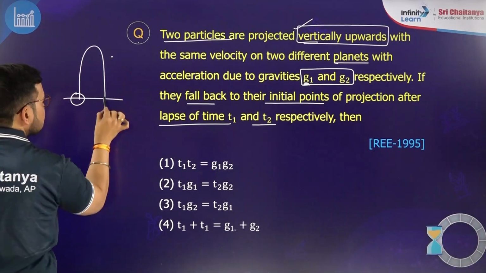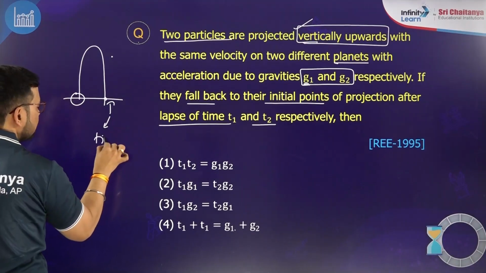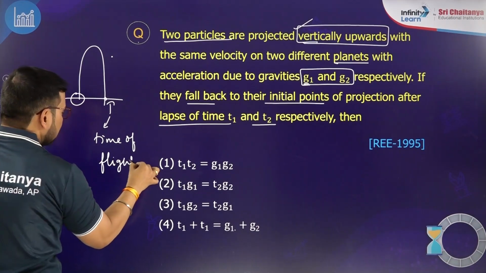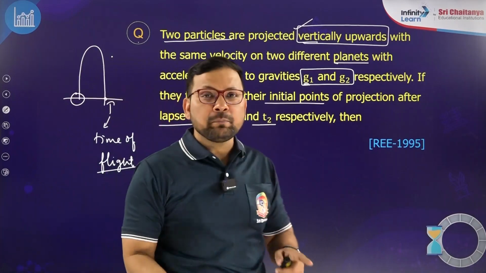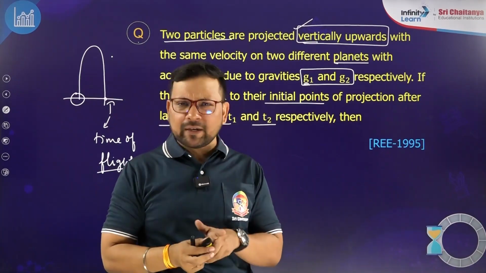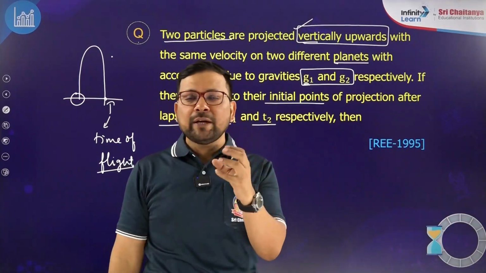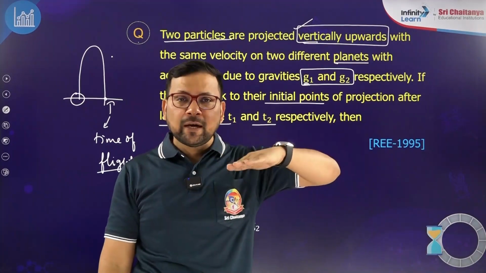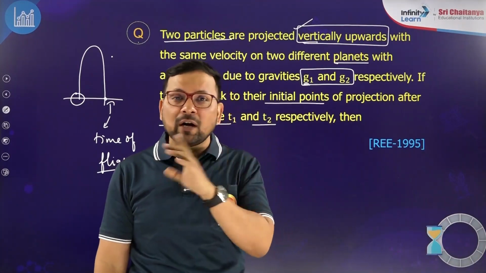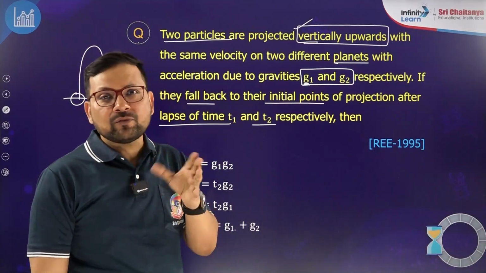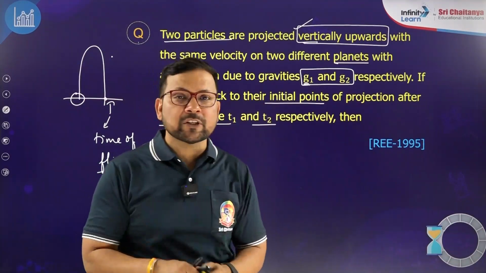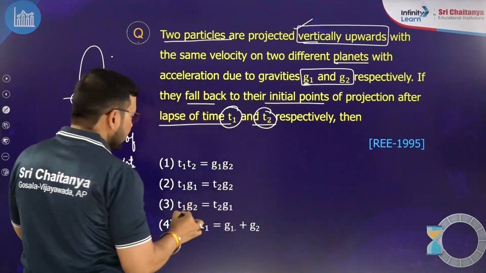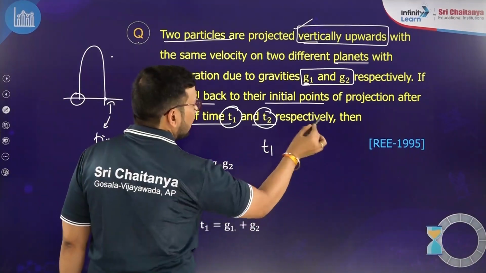This time is called the time of flight. So this question is related to time of flight. Do one thing: for upward projection, prepare a list of some basic formulas. 1D equations are to be used. Time of flight 2u by g, maximum height u square by 2g. And at a certain height, at two times, h equals half g t1 t2. Prepare this kind of formula for upward and downward motion for your revision of this topic for NEET 2024. So these are the times of flight, t1 and t2.